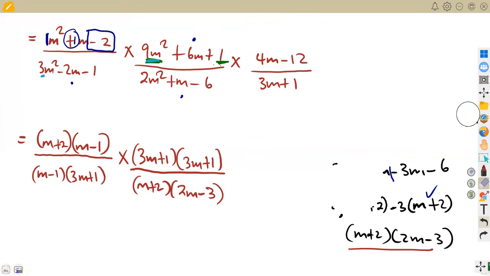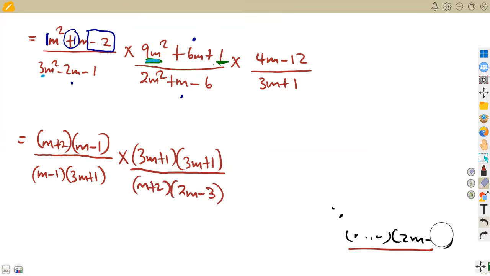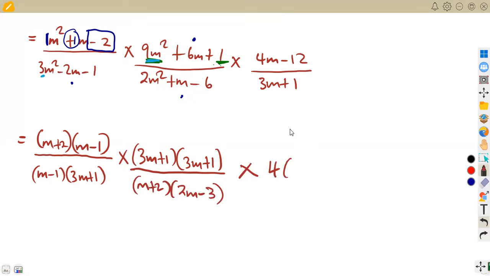After, let's check the other part. What can we do on this one? Here we don't need any special factorization. Here we just factor out what is common. It's 4, so we're going to factor out 4. We divide 4m and 4, and we have m, and minus 12 divided by 4, which is negative 3.